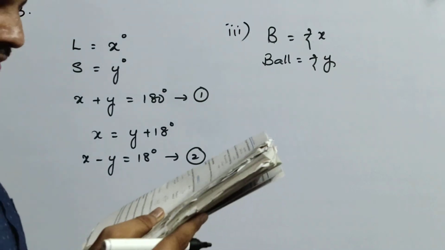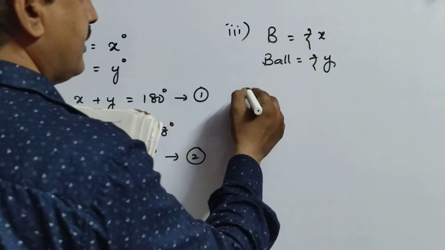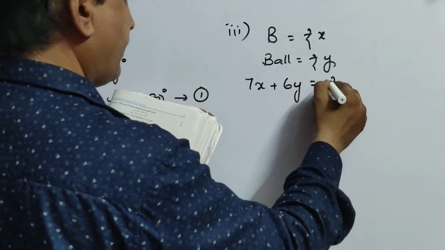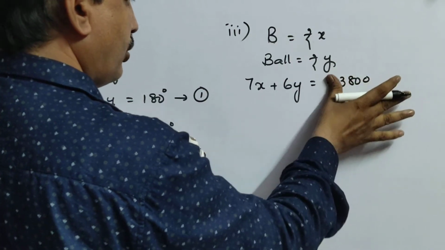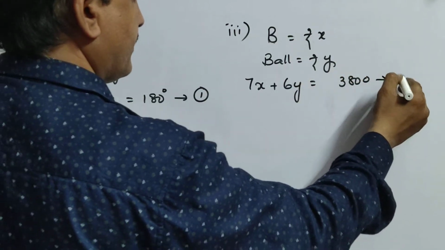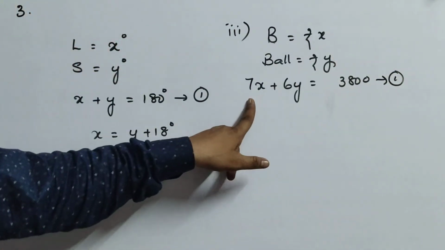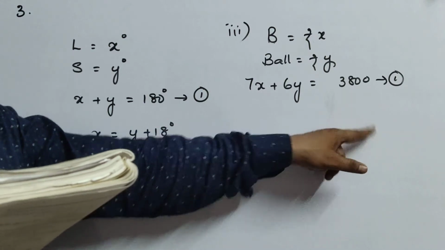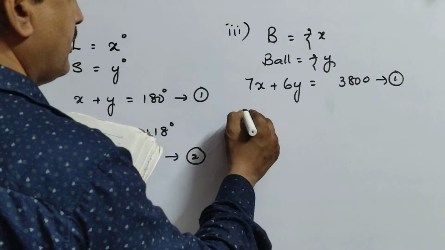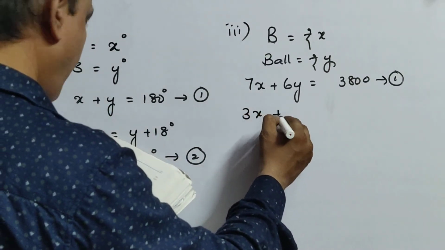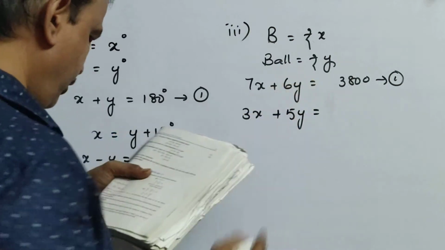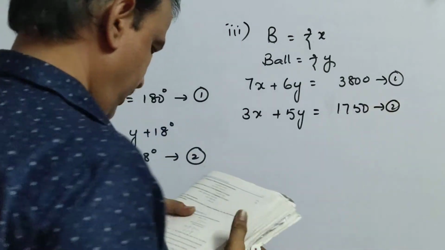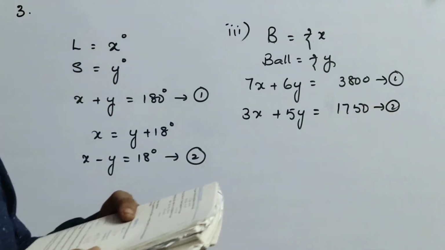Here, how many bats? 7 bats and 6 balls. That means 7x plus 6y, together they purchased for 3,800 rupees. So write this as equation 1. Later she buys 3 bats, that means 3x, and 5 balls, that means 5y, for 1750. So this is the second equation. Find the cost of each bat and each ball.